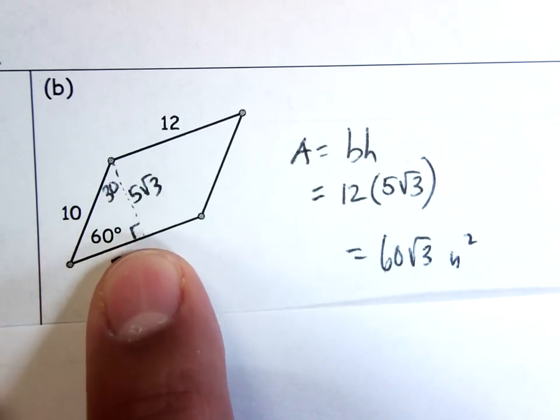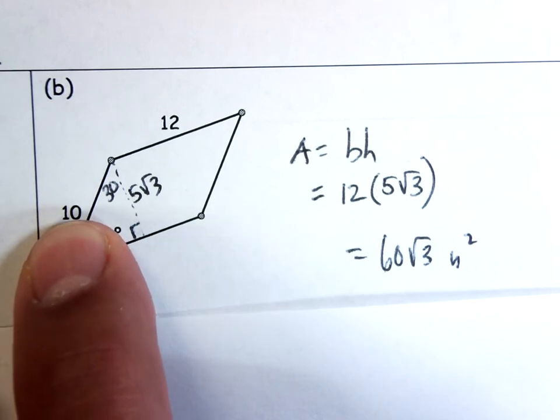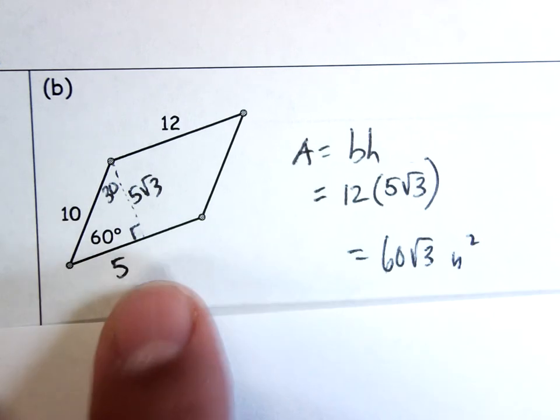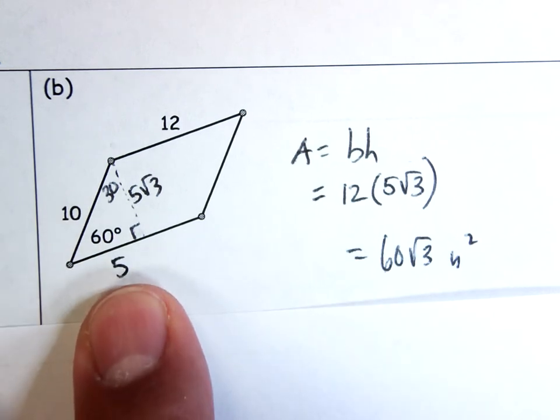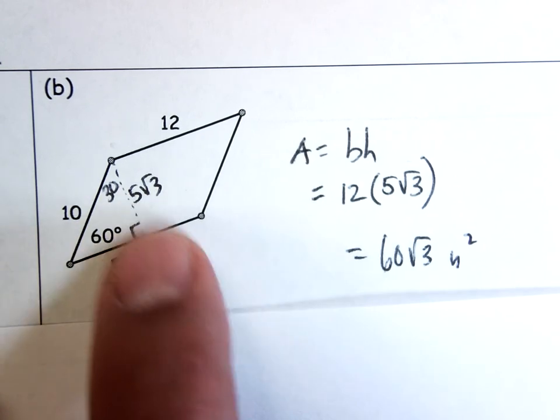And I could use special rights to get my height. Well, if this is 10, this is the side opposite the right angle, so this is the piece that equals 2x. So 10 equals 2x, so then x equals 5. And the x is the side opposite 30 degrees, so this piece must be 5. And the side opposite 60 is x root 3, so the height right here is just 5 root 3.